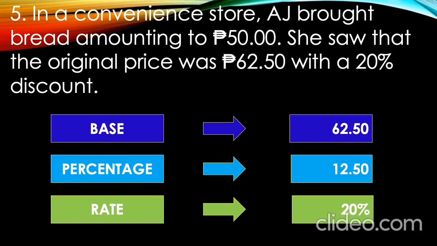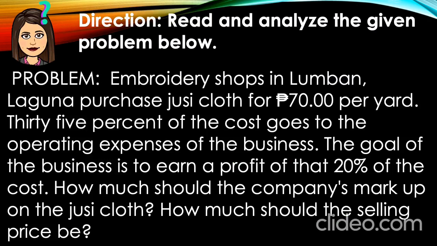Now that you did well with our review exercises, I have a problem for us to read and analyze. Read and analyze the given problem below. Embroidery shops in Lumban purchase husi cloth for 70 pesos per yard. 35% of the cost goes to the operating expenses of the business. The goal of the business is to earn a profit of 25% of the cost. How much should the company's markup on the husi cloth be, and how much should be the selling price?